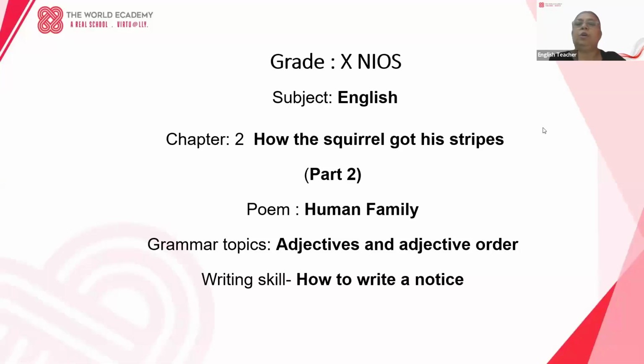So, how the squirrel got his stripes. So, we are going to learn the poem, The Human Family. Grammar topics, adjectives and adjective order. Like, how are we supposed to use adjectives if there are more than two or three adjectives used to describe a noun? And finally, we're also going to learn how to write a notice. So, in this chapter, we are just going to learn how to write a notice for a lost thing, okay?